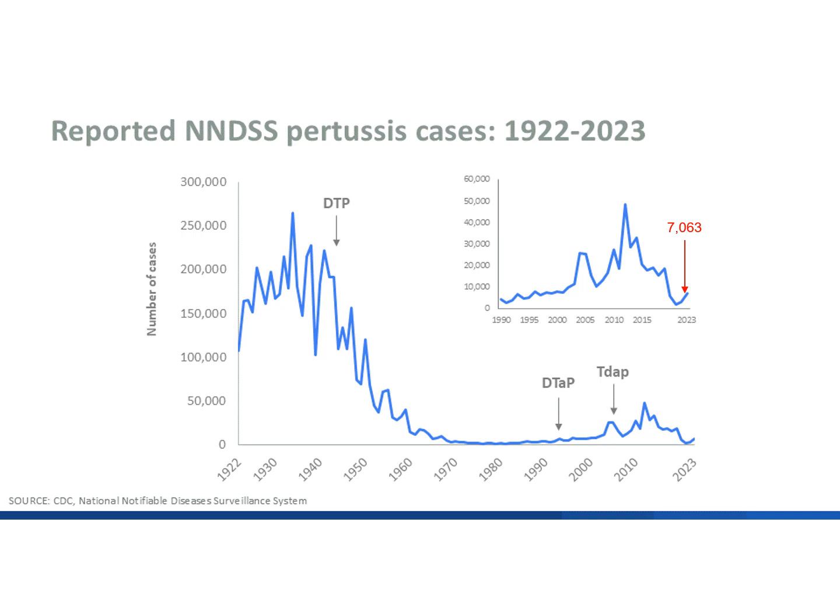This is the history of cases of pertussis. In 1922, about 100,000 individuals had it, and it increased. Then the first vaccine came around 1940, and you see a steady decline of individuals getting pertussis. Look at the 1990s, still relatively low.